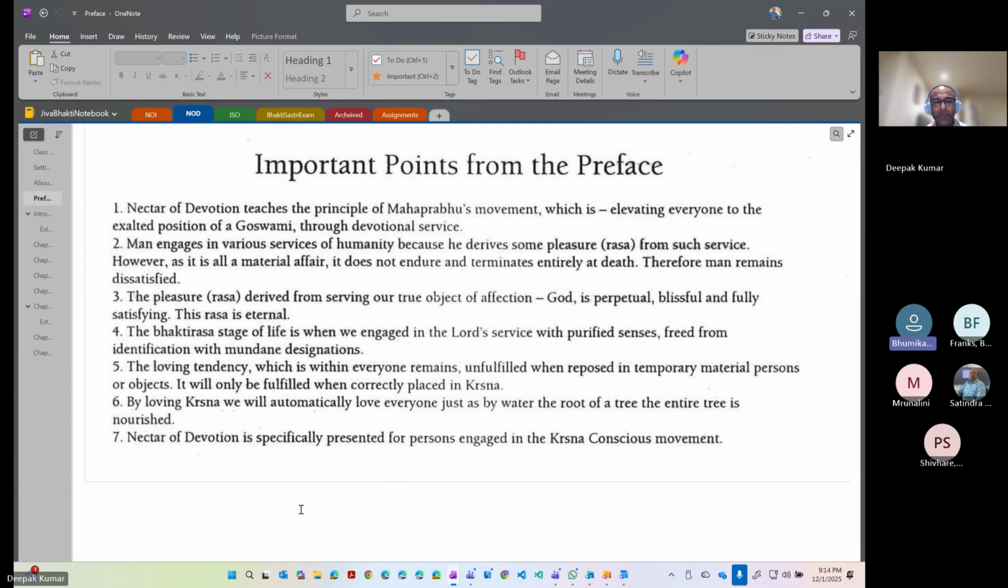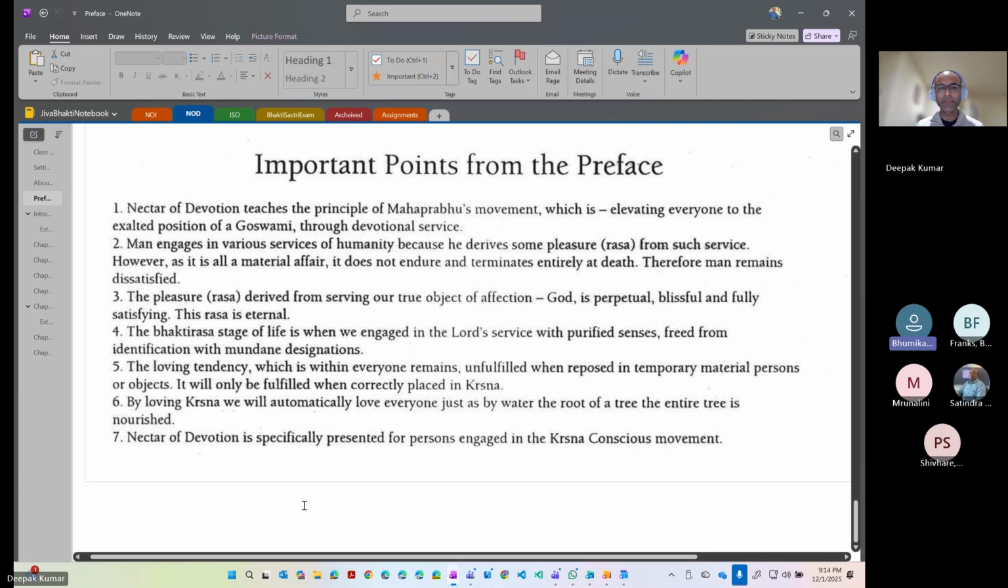The bhakti rasa stage of life is when we are engaged in the Lord's service with purified senses, freed from identification with mundane designations. The loving tendency, which is within everyone, remains unfulfilled when placed in temporary material persons or objects. It will only be fulfilled when correctly placed in Krishna. By loving Krishna, we will automatically love everyone, just as by watering the root of a tree, the entire tree is nourished. Nectar of Devotion is specifically presented for persons engaged in the Krishna conscious movement.